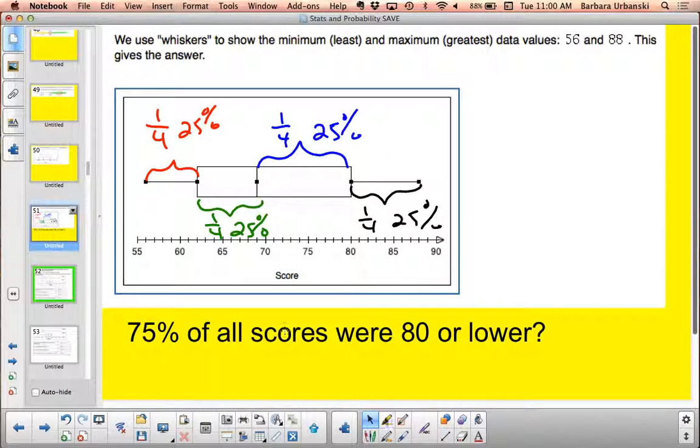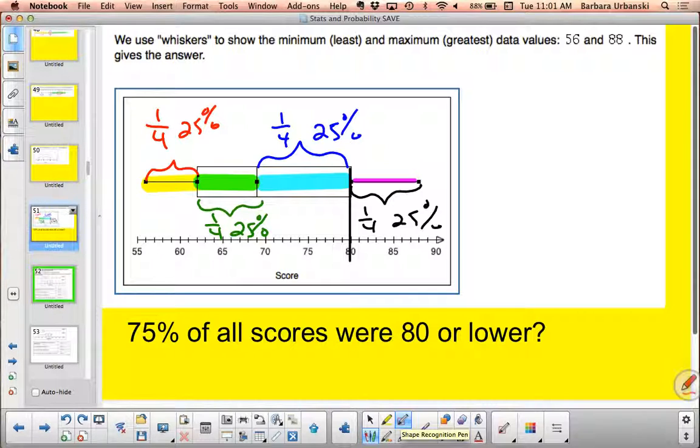Well, you should be able to determine here that you've got 1/4 of your information here, another 1/4 of our information here, another 1/4 of our information here, and I would have preferred to have used a different color. So 1/4 of our information here, and then obviously another 1/4 of our information was here. So if we are looking at our 80, would it be true that 75% of all scores were 80 or lower?